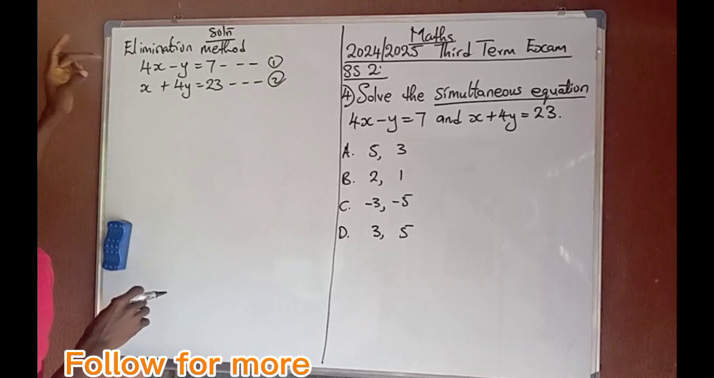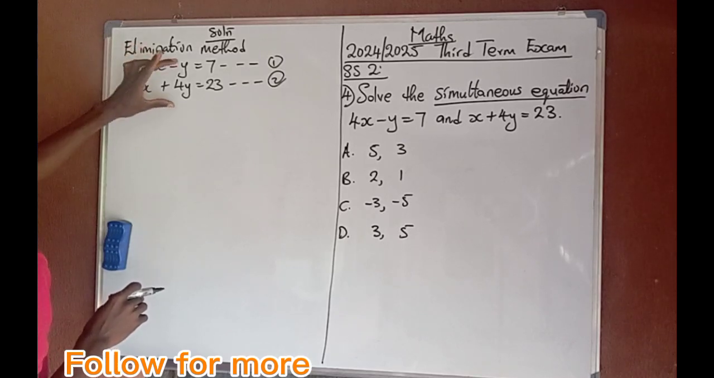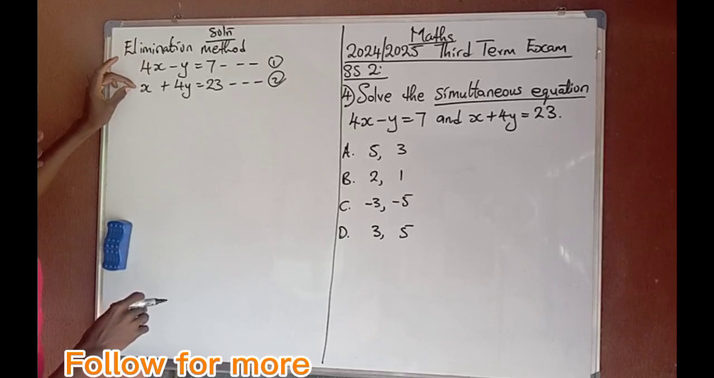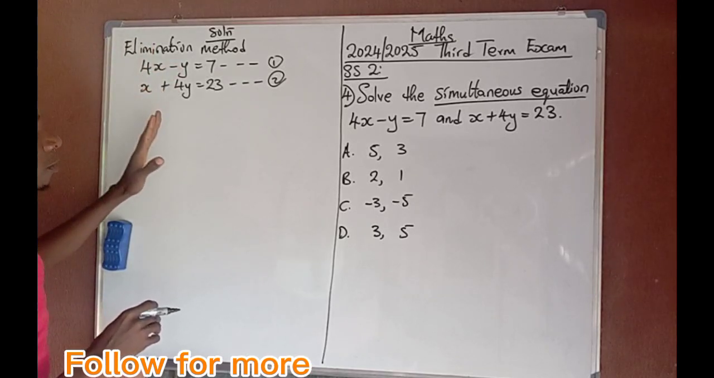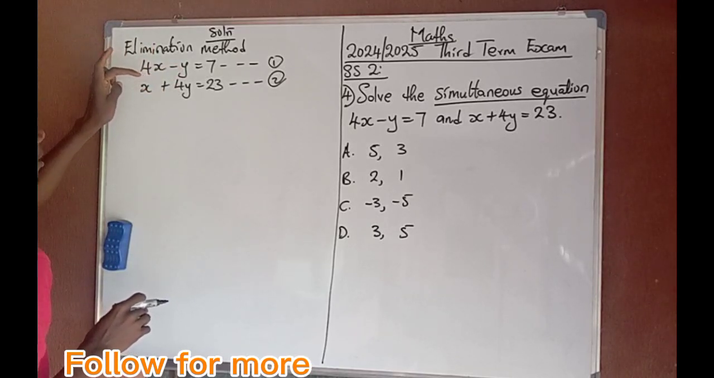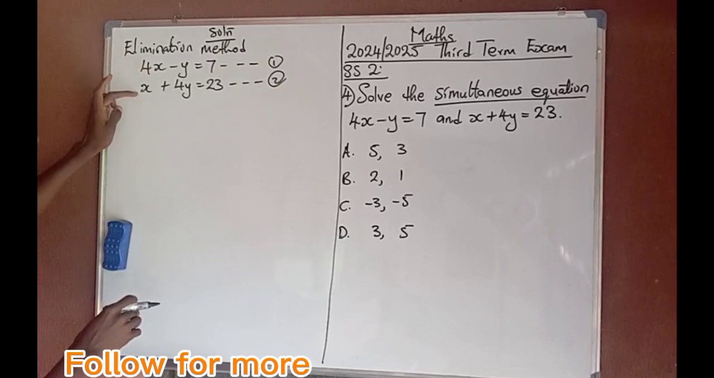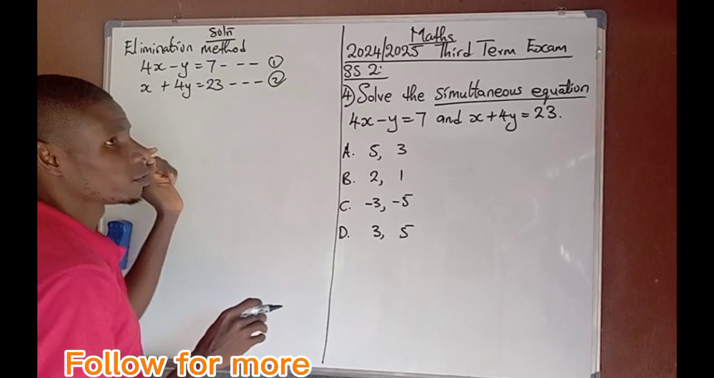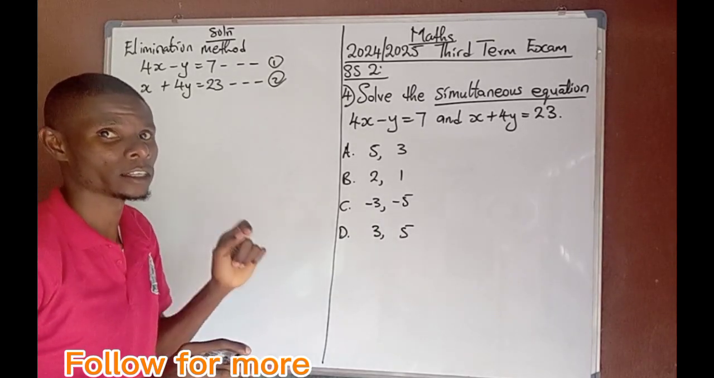Now looking at this, for us to eliminate any of these variables, the variable x must have the same coefficients, or y must have the same coefficients. But here, this has 4 as its coefficient, this has 1, this has 1, but this has 4. So what do we do to make sure that the coefficients of either x or y are the same?